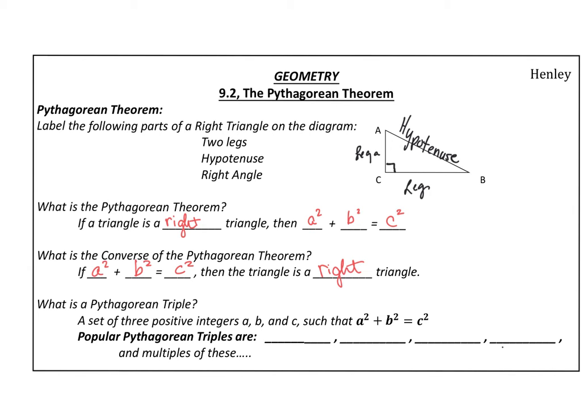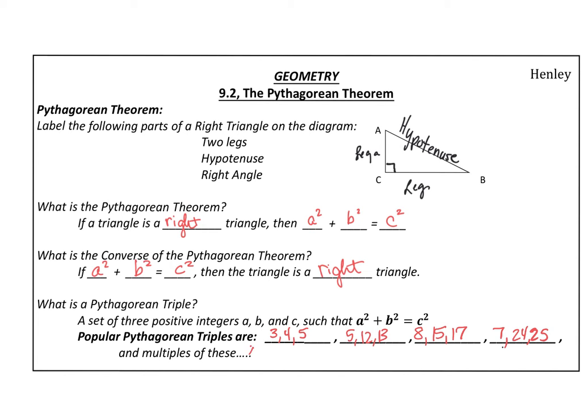And what is a Pythagorean triple? A Pythagorean triple is a set of positive integers a, b, and c so that a squared plus b squared equals c squared. There's no decimals. They have to be whole numbers. The most popular Pythagorean triples are 3, 4, 5; 5, 12, and 13; 8, 15, and 17; and 7, 24, and 25, plus their multiples.